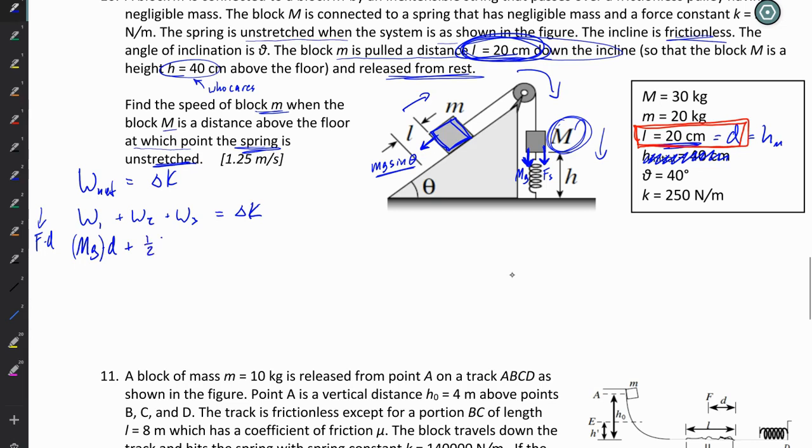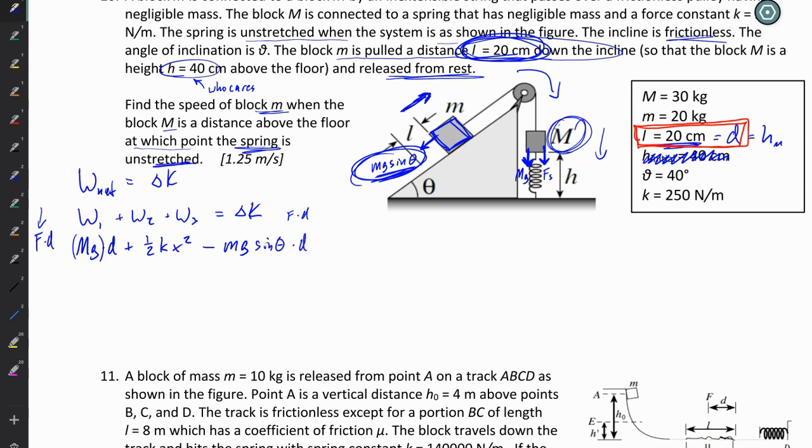So 1/2 kx squared. That's going to add energy to the system. And finally, we've got the mg sine theta, which is acting against this. Things are moving to the right or clockwise, and this mg sine theta is in the opposite direction. So that's going to present some negative work. That's again kind of easy because it's going to be FD, force times displacement, so that's going to be negative. So we've got little mg times sine of theta times d.